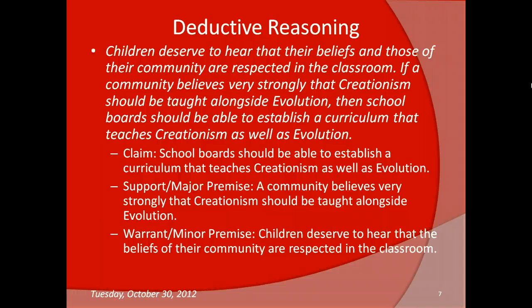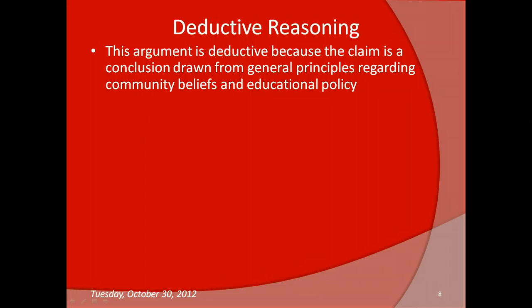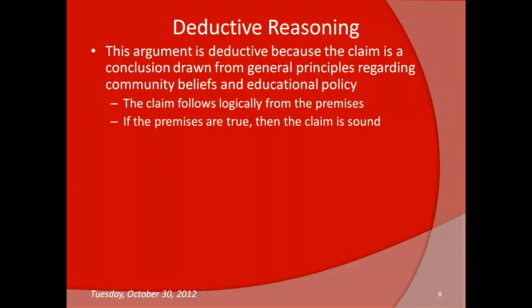Remember, that warrant or minor premise is just the logical statement that makes the major premise support the claim. This particular argument is also deductive, and it's because the claim is a conclusion drawn from general principles regarding community beliefs and educational policy. The claim about what a school board should be allowed to do follows logically from the two premises. If the premises are true, then the claim is sound.